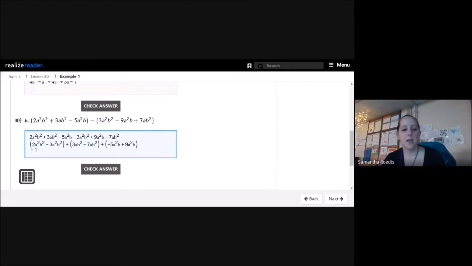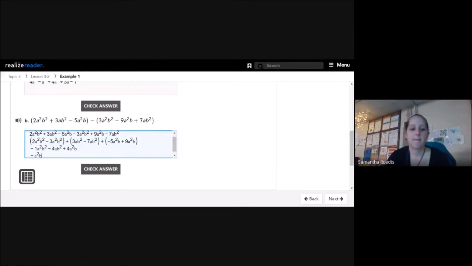So I get negative 1a squared b squared. 3 minus 7 is negative 4, so negative 4ab squared. And then a squared, negative 5 plus 9 is positive 4a squared b. Okay. You can leave it in this order. Technically, it is correct.